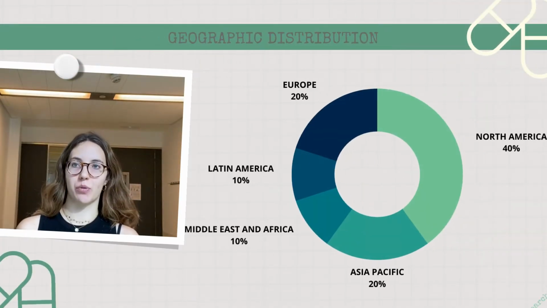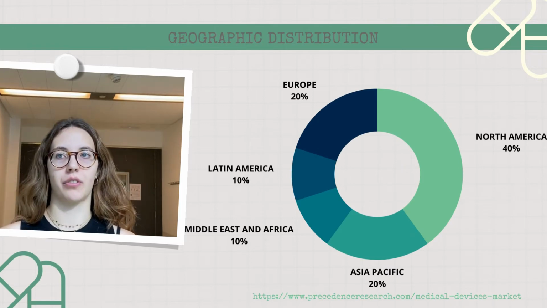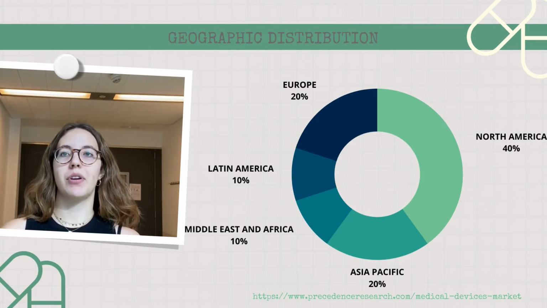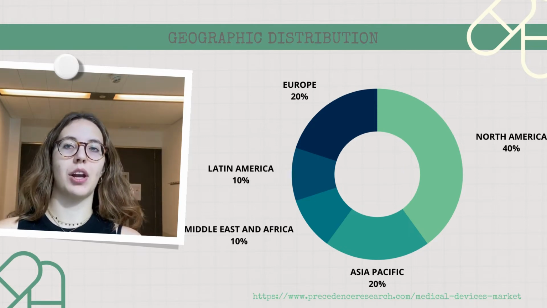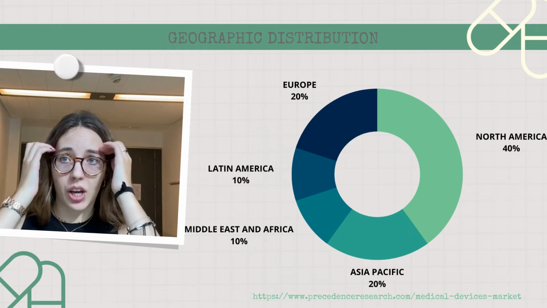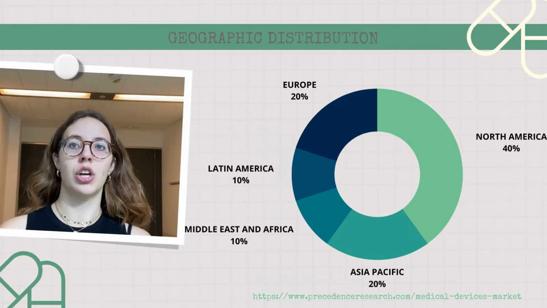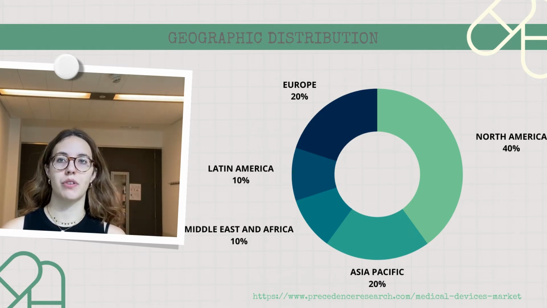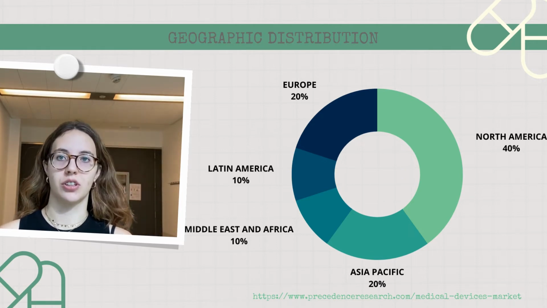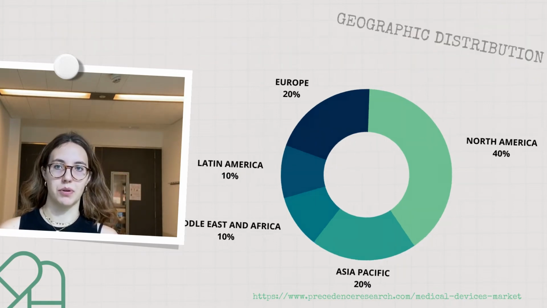Okay, so let's start with geography. How is the medical device market shared all around the world? North America is dominating thanks to its developed healthcare infrastructure and the rising concern for healthy life. However, Asia Pacific emerged as the fastest growing region during the forecast period because of the rising aging population, increasing per capita income, and growing health concern among the people.